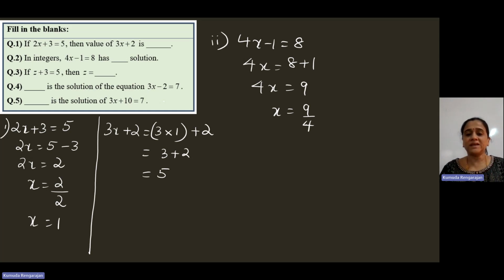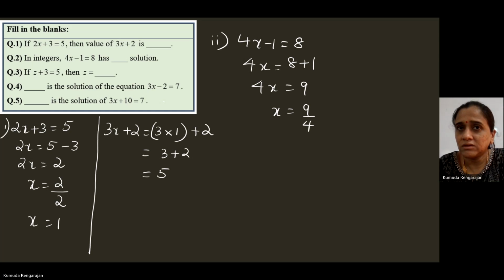Now, 9 by 4 is the solution to this equation. X is equal to 9 by 4. So we say that 9 by 4 is the solution to this equation. Okay, now 9 by 4, is it a natural number? No. Is it a whole number? No. Is it an integer?